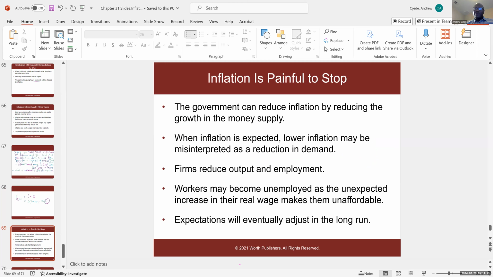And inflation is painful to stop when it starts. The government can reduce inflation by reducing growth in the money supply. When inflation is expected, lower inflation may be misinterpreted as a reduction in demand. So firms are going to reduce output and employment. Workers may become unemployed as an unexpected increase in their real wage makes them unaffordable. Expectations will eventually adjust in the long run.